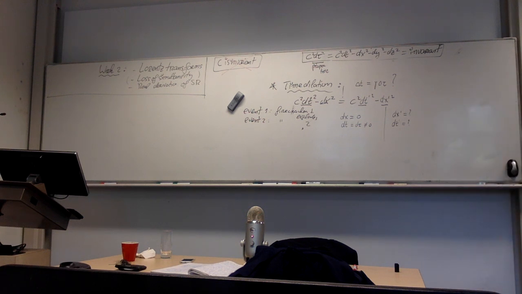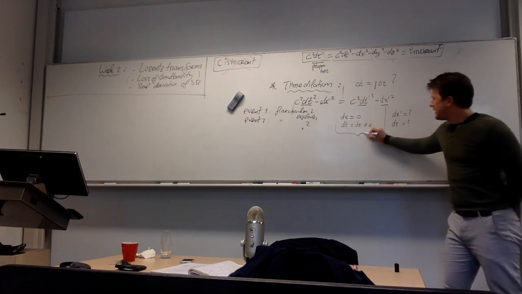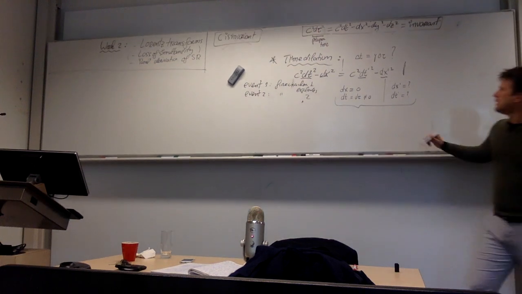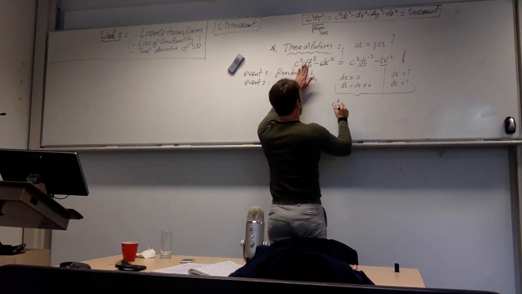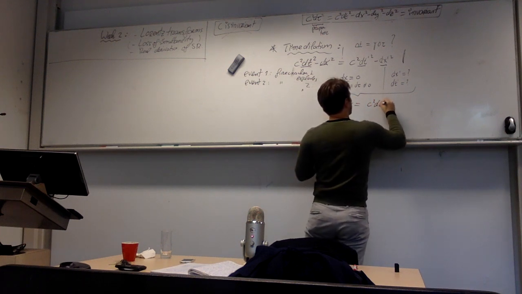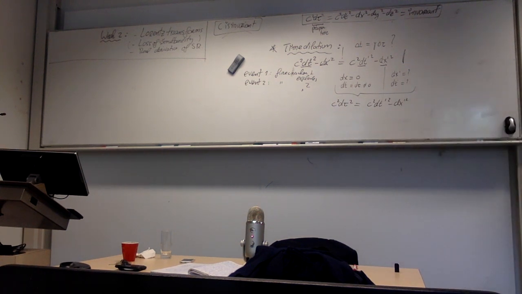Now, what I'm not going to put in is the rules that we derived last week, because then I'm smuggling, I'm using circular reasoning, using the rules that I want to prove by putting in the rules that I want to prove. So I don't know anything about these numbers. But I'm going to take these into my invariance statement. Then the left-hand side becomes this. I've now used the invariance of the Minkowski line element.